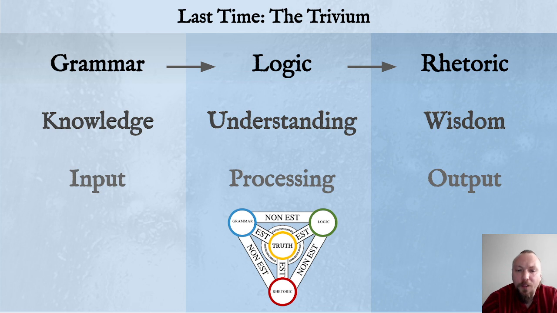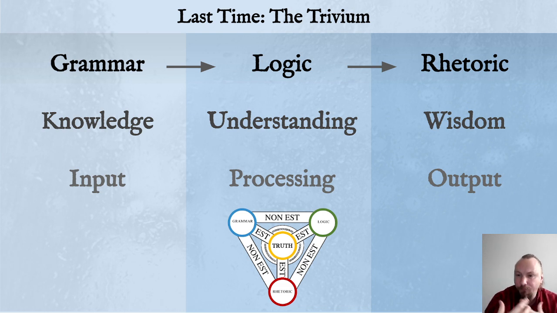At the bottom we have input, processing, and output. This is probably a more modern way of putting it, and it's something of a metaphor relating to computer technology. You have your input of information, you process the information, and then you display the information. It's the same process, whether you want to look at it as grammar, logic, rhetoric, or as knowledge, understanding, and wisdom.